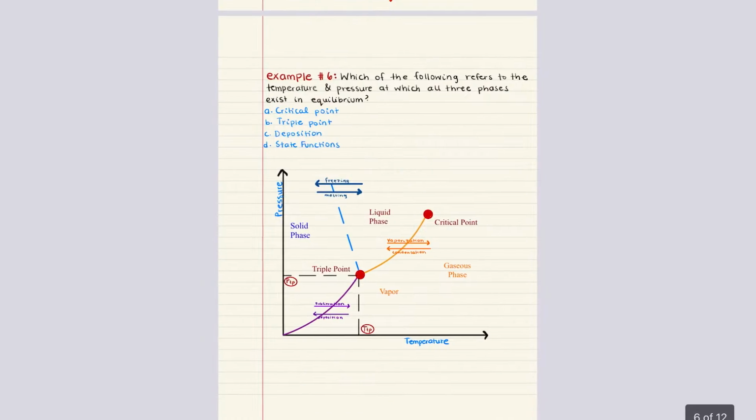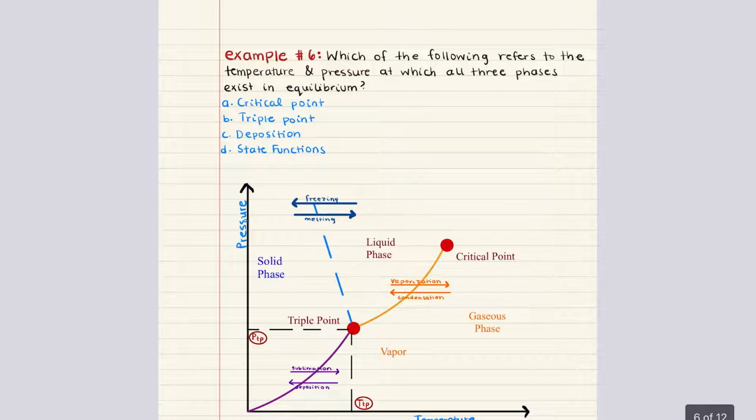Wonderful. Let's do problem 6 together. Problem 6 says, which of the following refers to the temperature and pressure at which all 3 phases exist in equilibrium? So this is a pretty easy definition question. Let's go over all our answer choices. I'm going to remind you of the definitions of each, and then it's going to be really easy to solve this problem. So A says critical point.